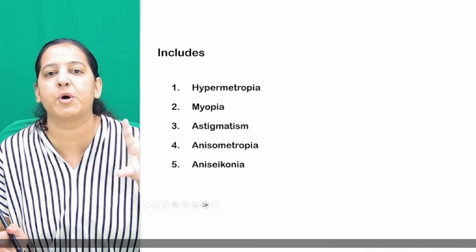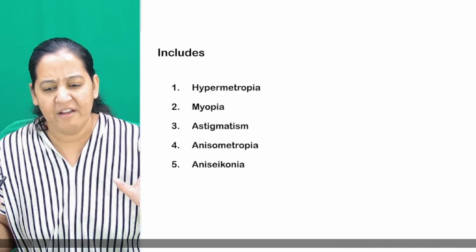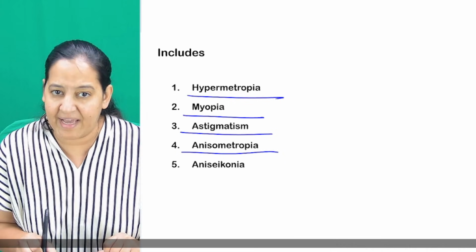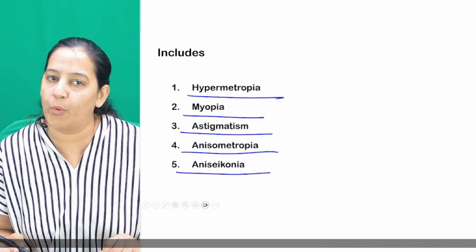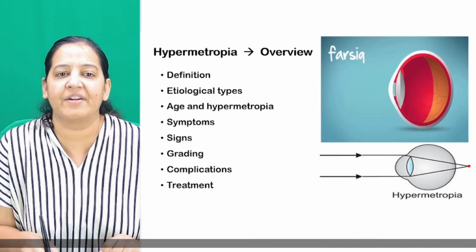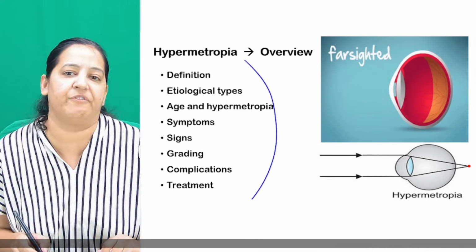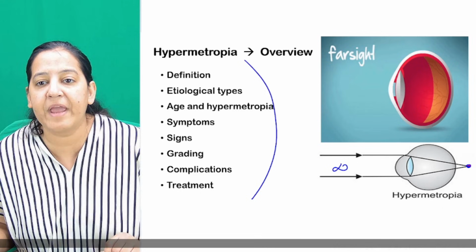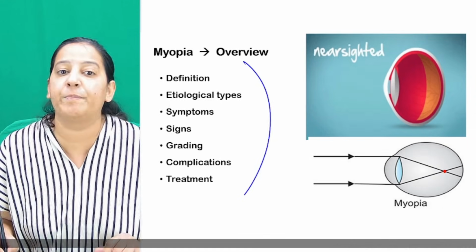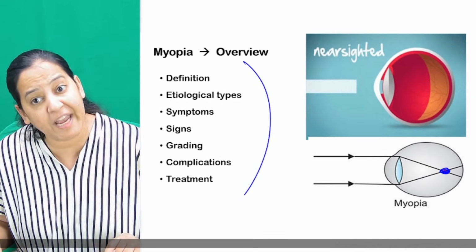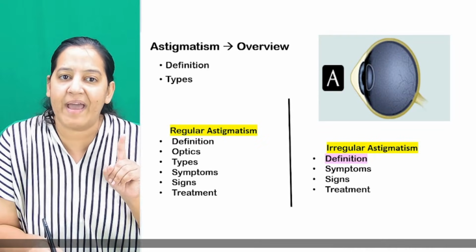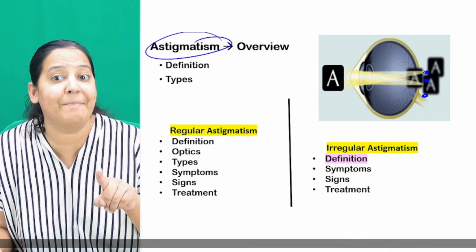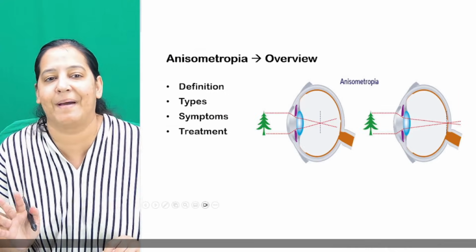I taught you 5 disorders in ametropia; that is already done. We are not revising them. I taught you hypermetropia, myopia, astigmatism, anisometropia, and aniseikonia. We have already studied hypermetropia under these headings. Watch if you have missed it. Here, the rays coming from infinity converge beyond the retina. I already taught you myopia. Here, the rays coming from infinity converge in front of the retina. I already taught you astigmatism. Here, the rays coming from infinity converge at multiple meridians on the retina.